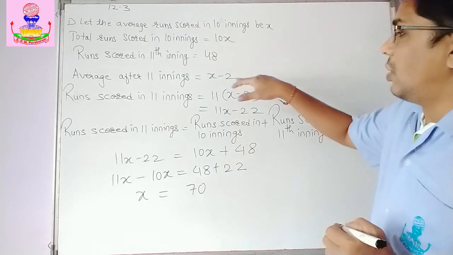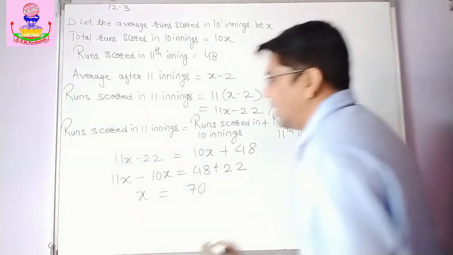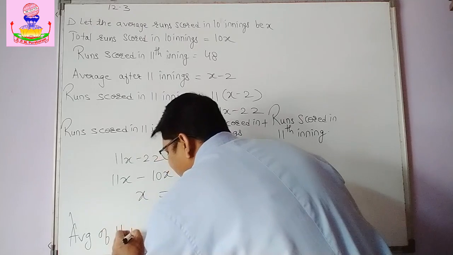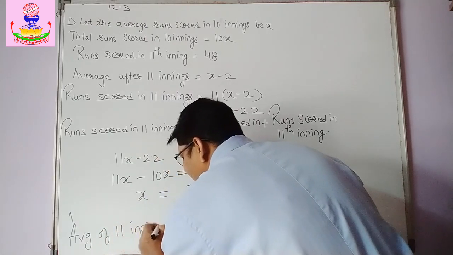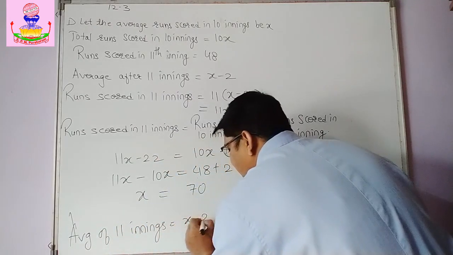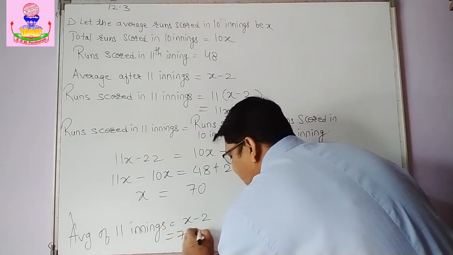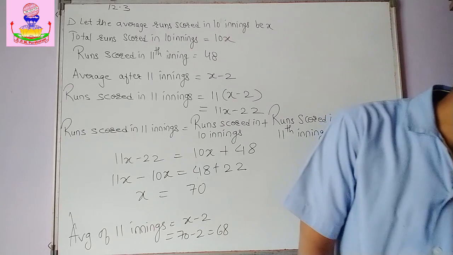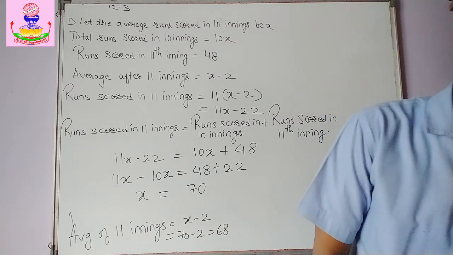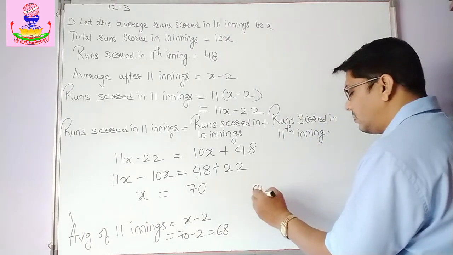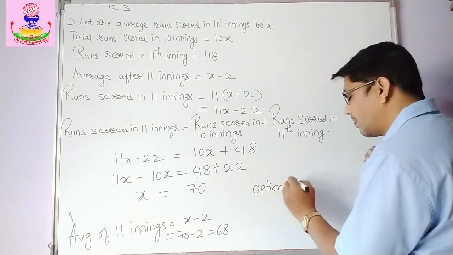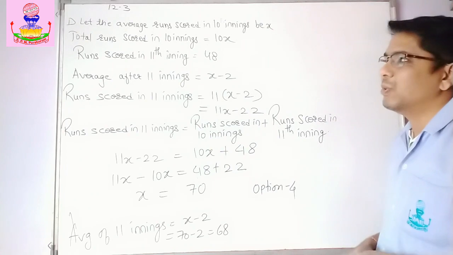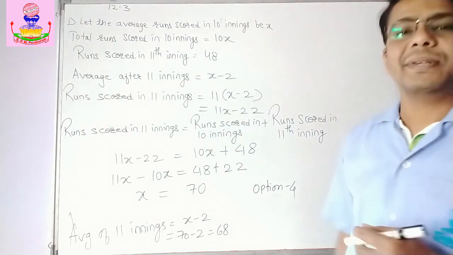I want the average of 11 innings. So this is x minus 2. So the average of 11 innings, that is x minus 2. That is 70 minus 2. That is 68. So option number 4. Okay, so let's move to the next example.